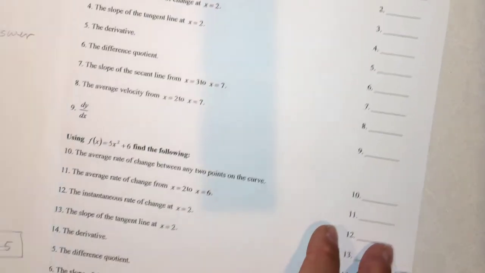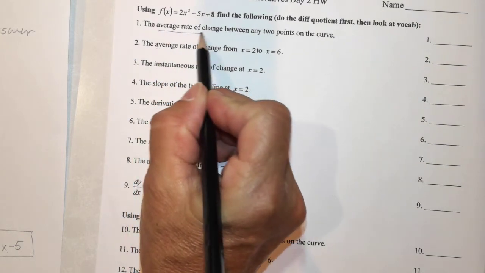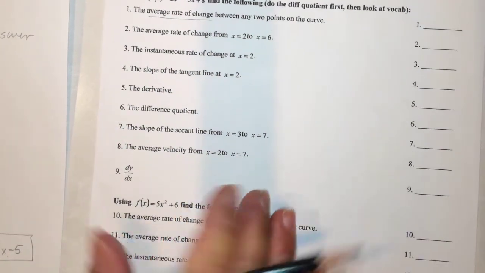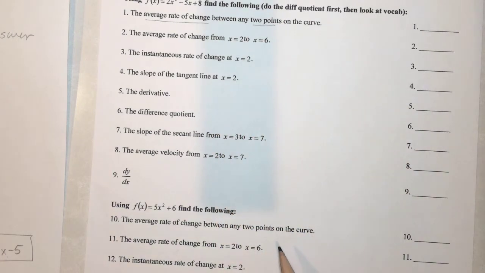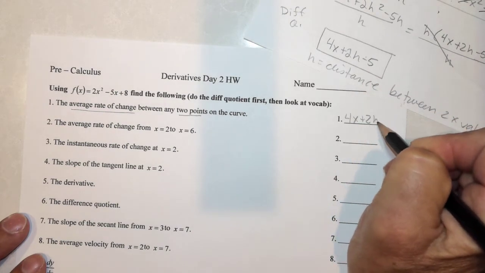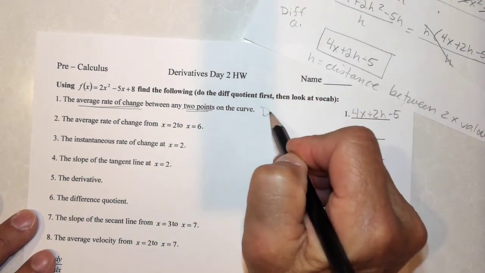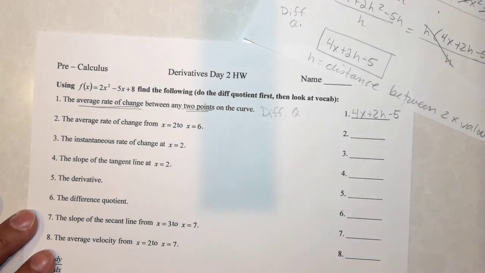So I've got all my work done, and now I can go in order and just kind of address each question, but I have to think a little bit about what each one's asking. This is asking for average rate of change. Anything average requires 2 points, and so the average rate of change between any 2 points on the curve is going to be my difference quotient. And since it didn't give me any numbers to plug in, it's looking for just the difference quotient. So I go back to my work, and I would put in 4x plus 2h minus 5, because the average rate of change between any 2 points is asking for the difference quotient.